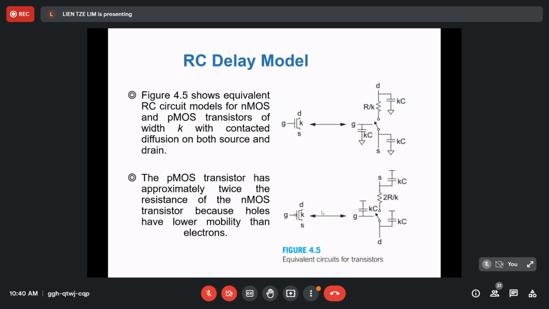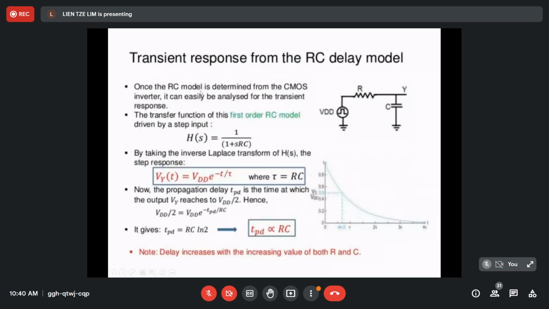The RC models can be used to analyze the transient response. Once the RC model is determined from the CMOS inverter, it can easily be analyzed for the transient response. This is the transfer function of these first order RC models driven by a step input, which illustrates this circuit. By taking the inverse Laplace transform of H(s), the step response is given by these equations.